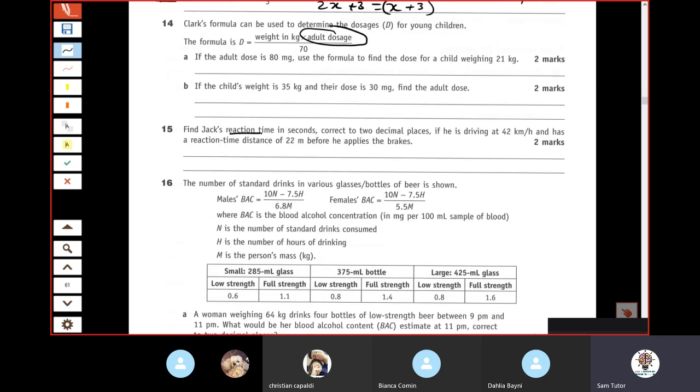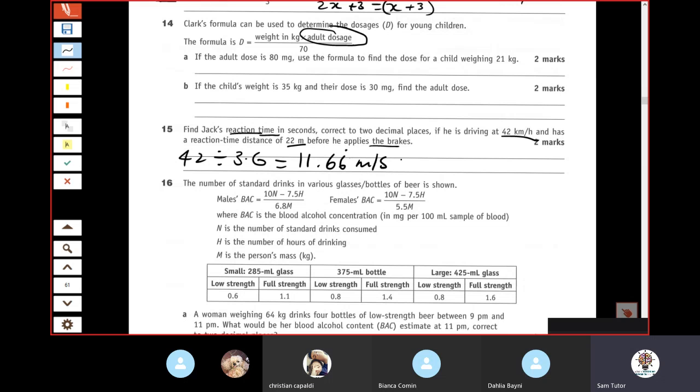Find Jack's reaction time. Okay, correct. If he is driving at 42 kilometers per hour and has a reaction time distance of 22 meters before he applies the brake. Okay, no problems. Again, we're going to work out this in meters per second. So we just divide it by 3.6. That becomes 11.66 repeating.